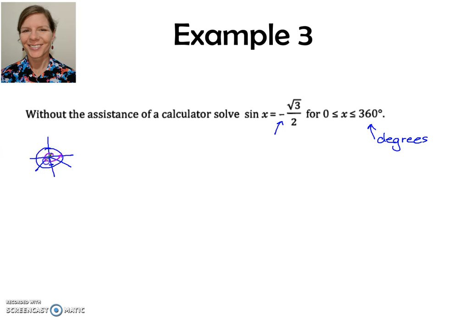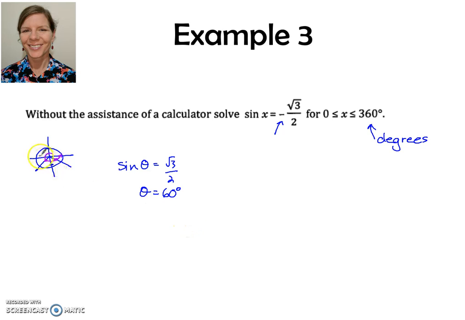Okay, we've got one solution there, and one solution there. So we know from our exact values that if sine of theta is root 3 on 2, then theta equals 60. Okay, so that's from our exact values.